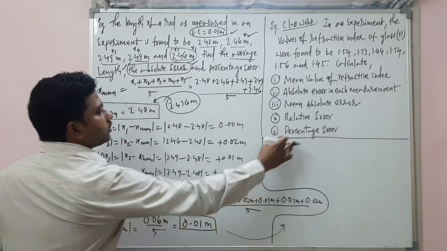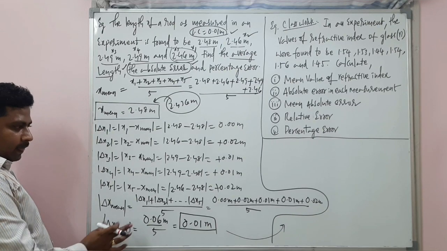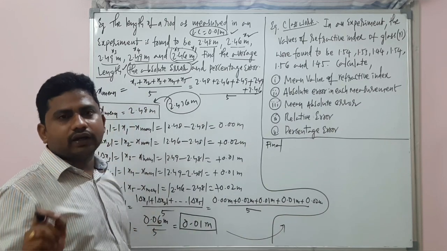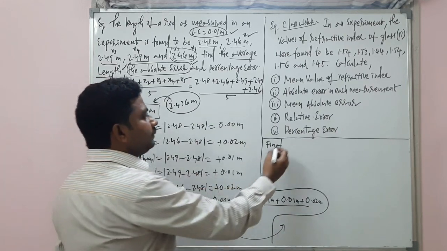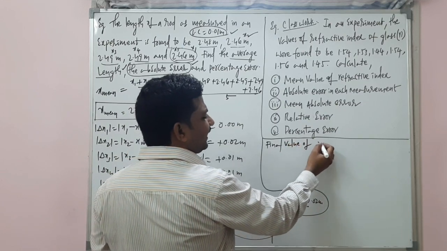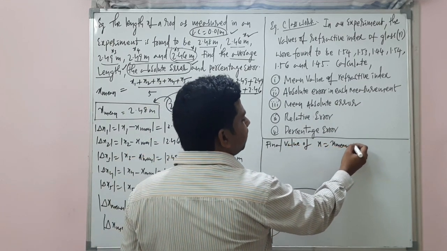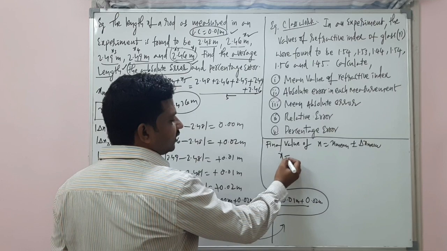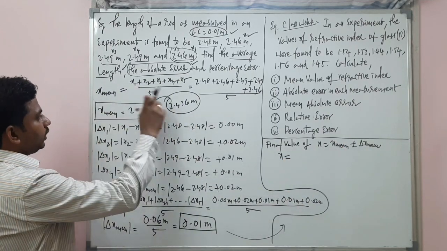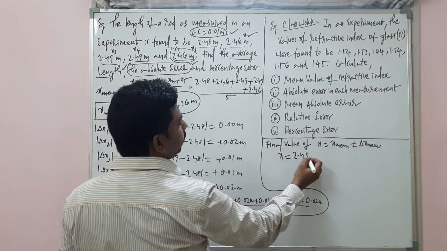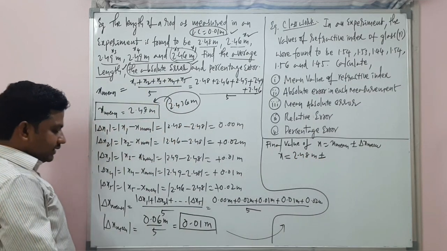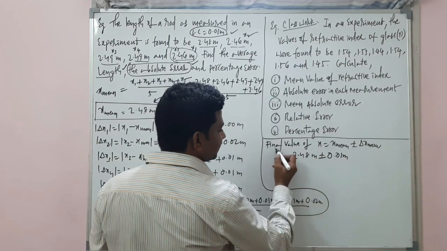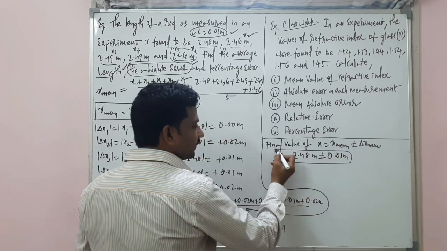So, here, in this part I am writing continuation. Final value. After finding mean absolute error, you should immediately try to recollect the final value of x is equal to x mean plus or minus delta x mean. What is your final value here? x mean. What is x mean? See here. So it's 2.48 meters plus or minus delta x mean, which is 0.01 meter. This is the one. Alright.